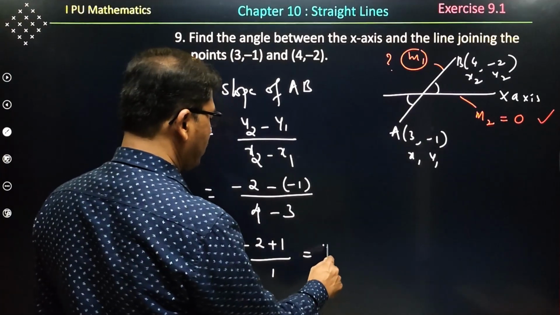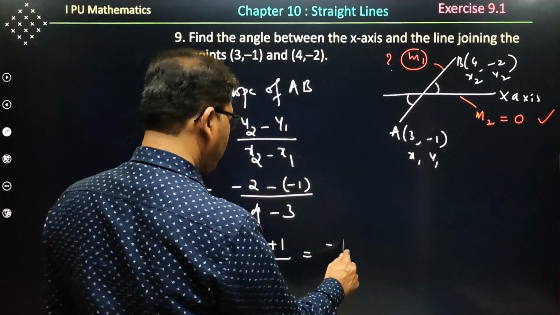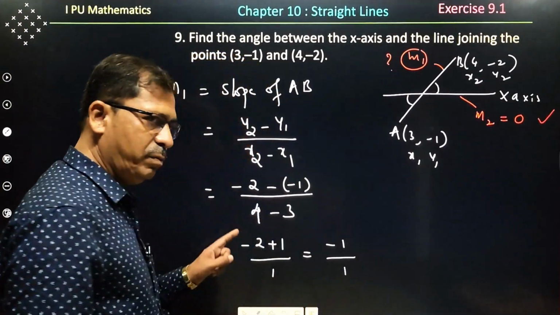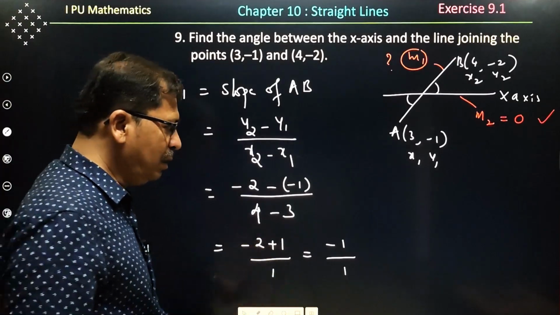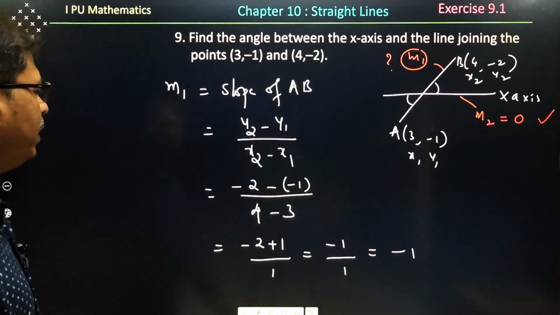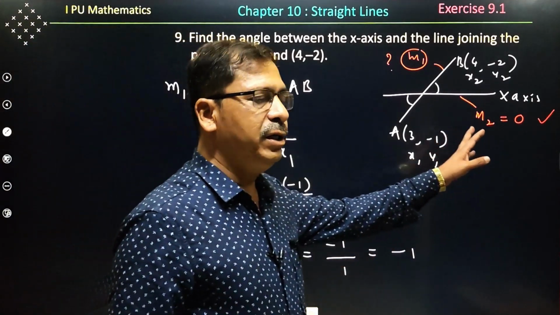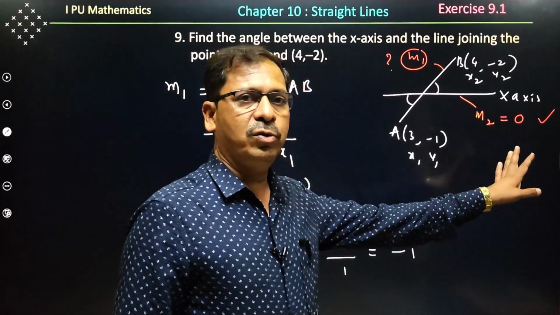So minus 2 plus 1 is minus 1, divided by plus 1. So this is equal to minus 1. What is equal to minus 1? m1 is equal to minus 1. We have already got the value of m2, which is equal to 0.